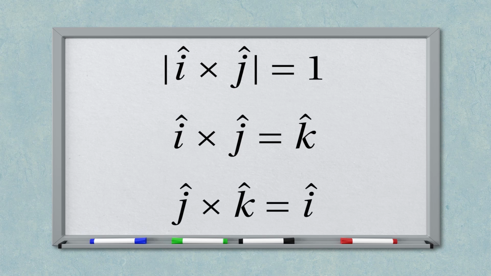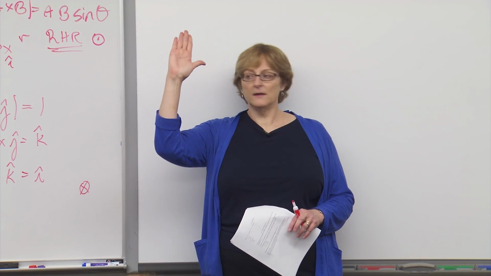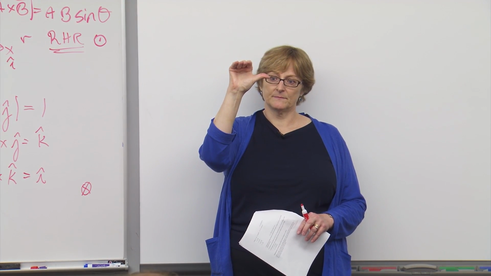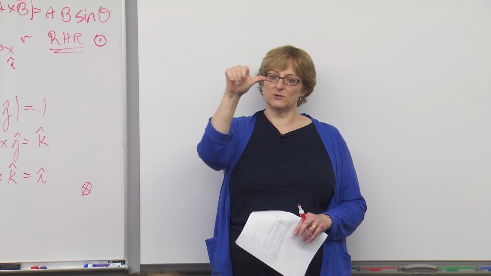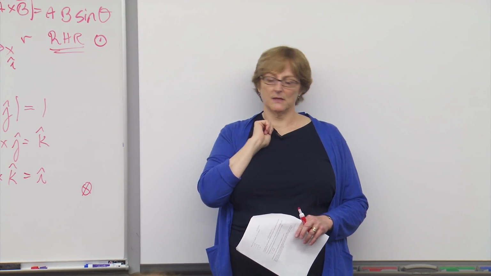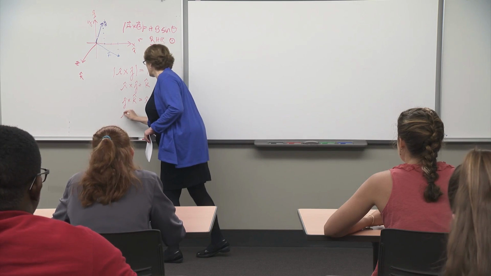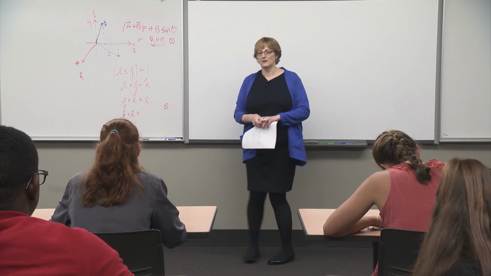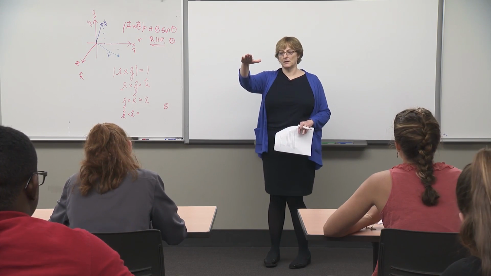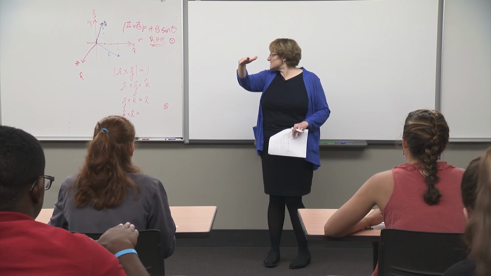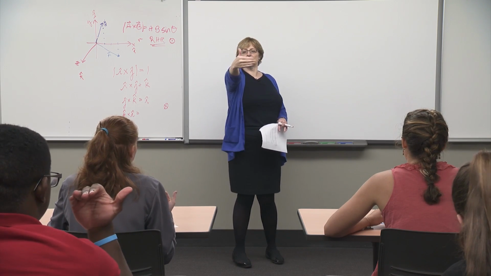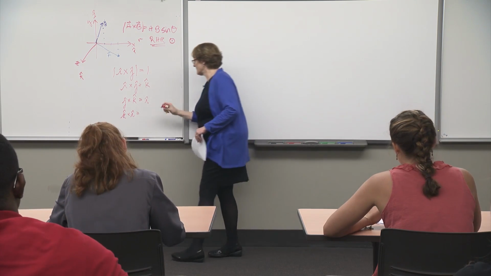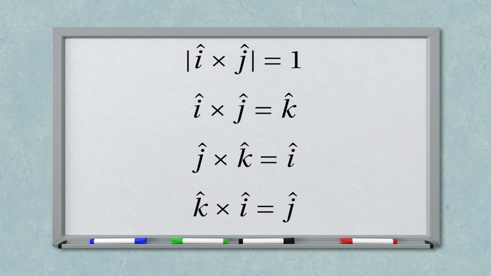Everybody got that? You want that again? It's y cross k, which is coming out of the board, is equal to i. j cross k is equal to i. Okay? All right, how about k cross i? Okay, k is out of the board, so you have to go that way. And then you want to cross into i, which is that way. So I got to go like this. And I've got j.